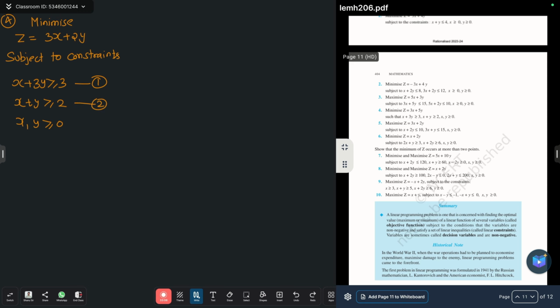Constraint number 1, number 2, number 3. Constraint number 3 is the non-negative constraint. Now listen to how to solve this unbounded problem.